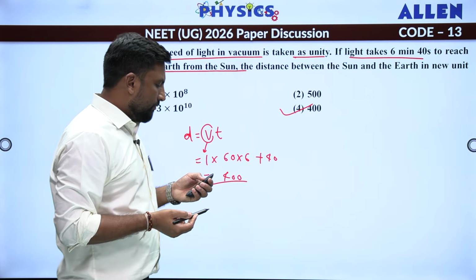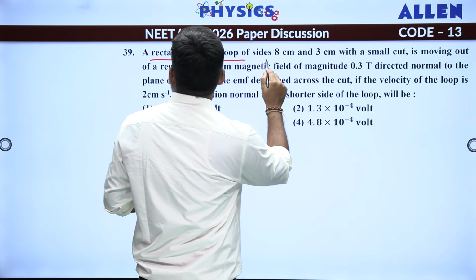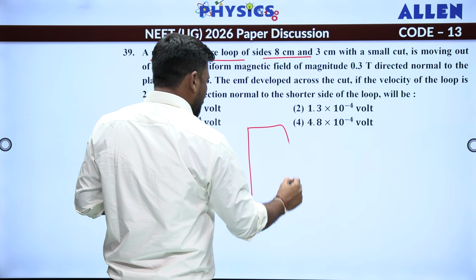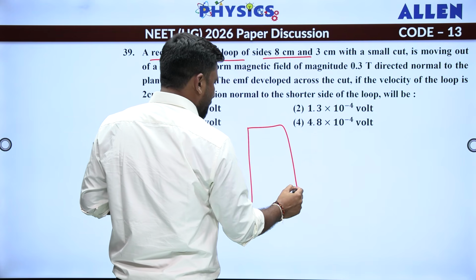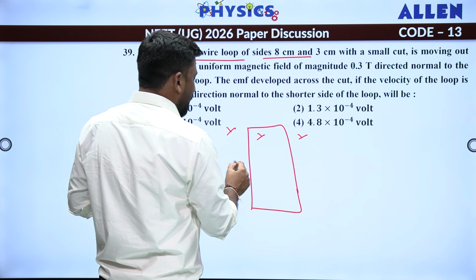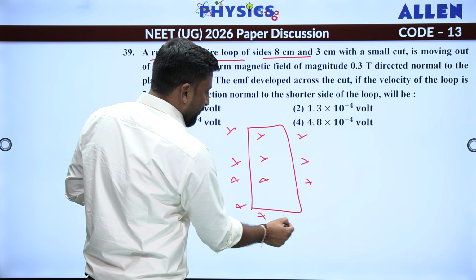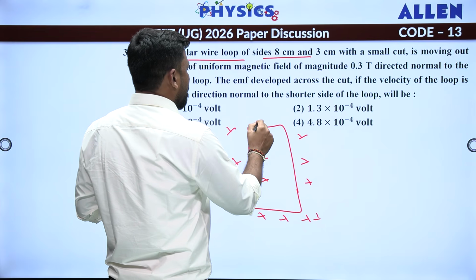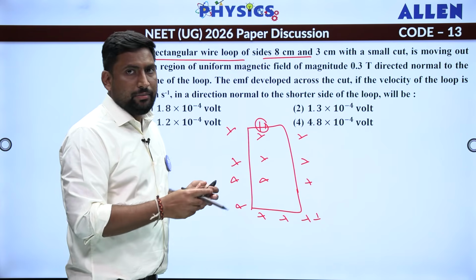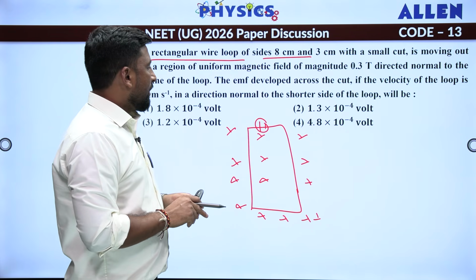It's a very simple question again. Now let's move to question number 39. They are saying there is a rectangle which is being pulled in a uniform magnetic field from the magnet, and they are saying there is a small cut. It is being pulled in such a way. So here you have to assume that one portion is outside, right? Means not completely inside.